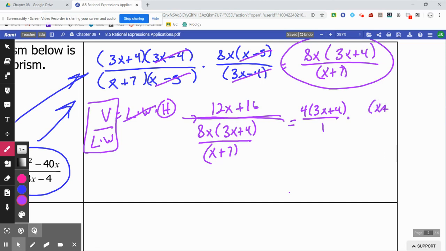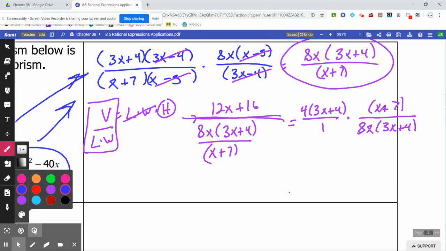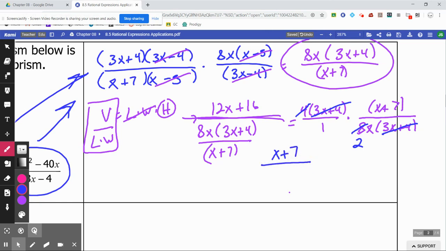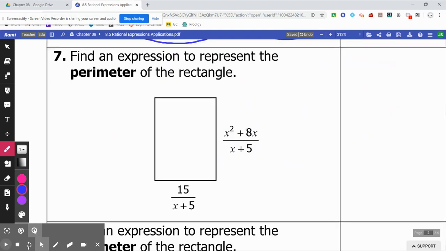That'd be an x plus 7 over 8x times 3x plus 4. When we cross cancel to do this, our 4 and our 8 leaves you with just a 2 on bottom. The 3x plus 4s are gone, so I'm left with an x plus 7 on top and a 2 and an x, and that's it on bottom, just the 2x. So therefore, there is your height.